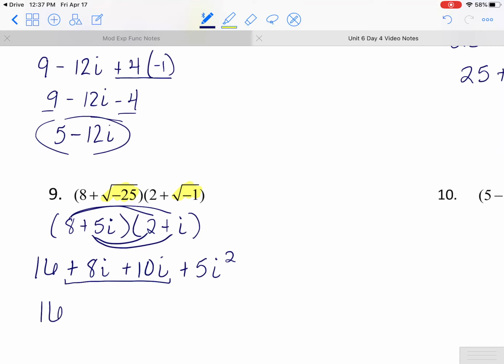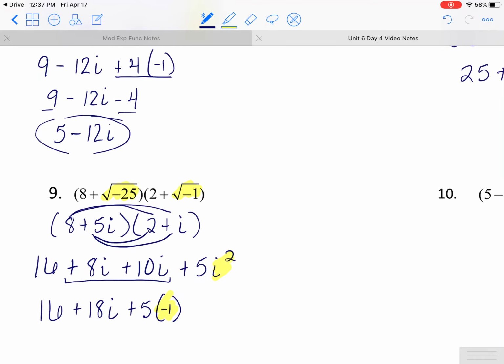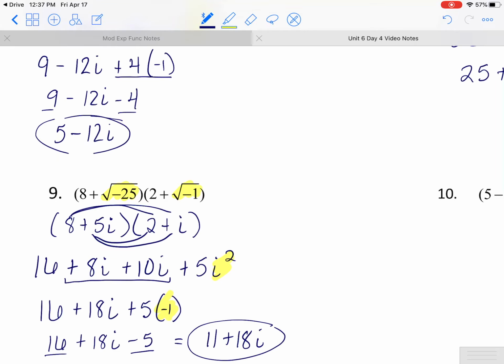I'm going to combine my like terms. So I get 16 plus 18i plus 5 times -1. That's kind of the new thing for today. So I'm left with 16 plus 18i minus 5. 16 minus 5, so my final answer will be 11 plus 18i.